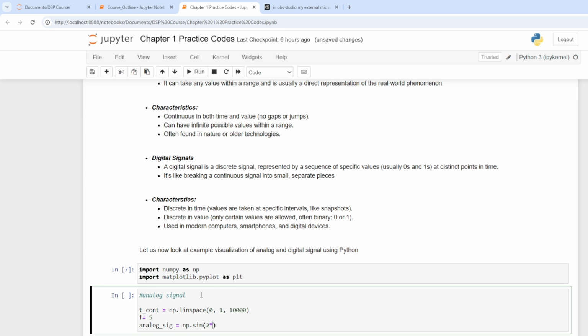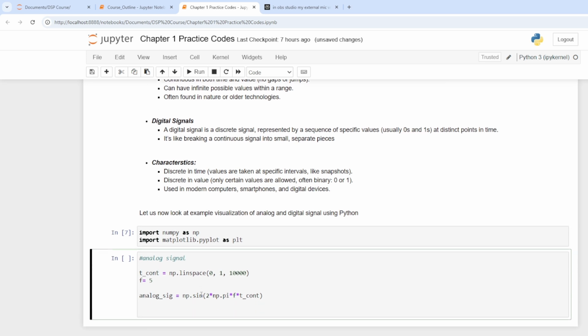So normally we say np.sin of 2 pi f t as we normally define. So let's have pi, and then we have f here, and then we'll have this continuous time. So this is the signal with frequency 5, represented between -1 and 1 as an amplitude. This is the analog signal. If you want to plot it, we can easily plot it, but let's go further with the digital signal.